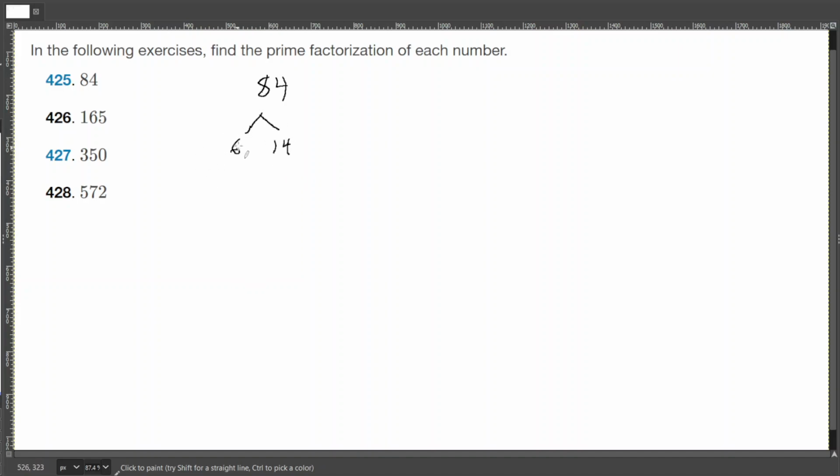No, right? They're even. The only even prime number we have is 2, so I'm sure we could break down 6. And we're going to break down 6 as 2 times 3, right? Now 2 and 3 I believe are prime because I can't simplify them anymore other than 2 times 1.